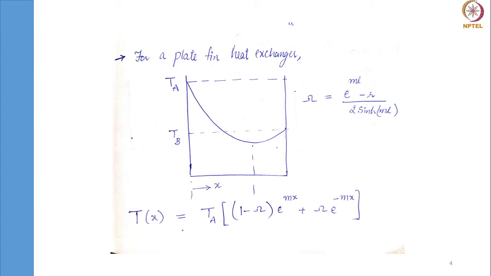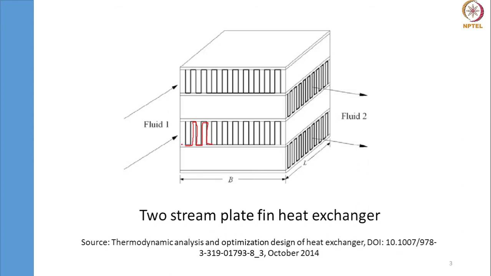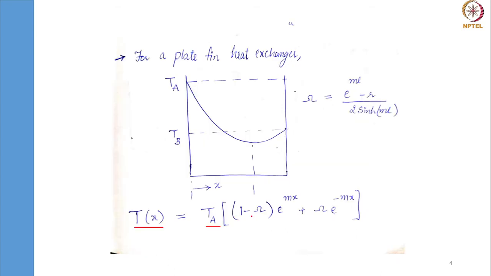From our previous NPTEL lectures, we have learnt that the temperature distribution along a plate fin with respect to length is given as T of x is T of a, where a is our temperature at the base, times 1 minus sigma into e power mx plus sigma times e power minus mx, where sigma is defined like this.